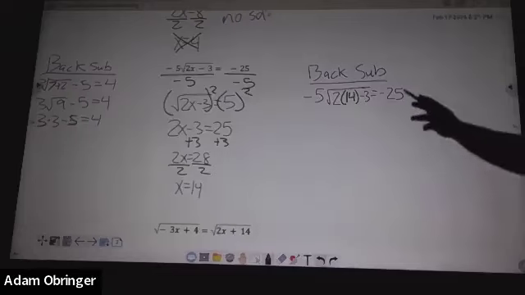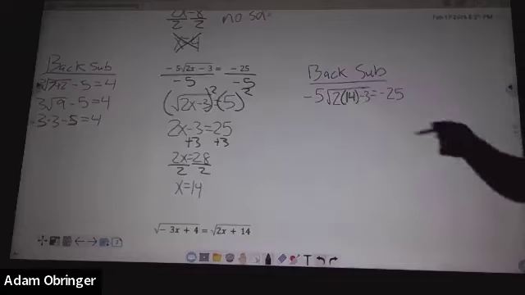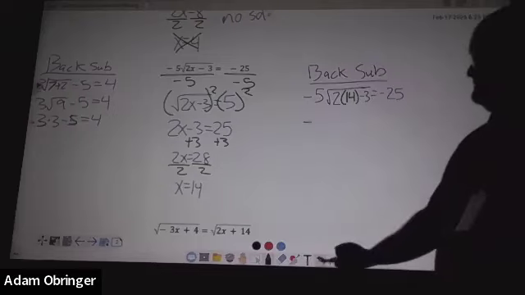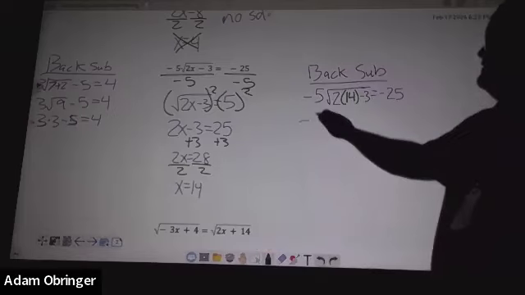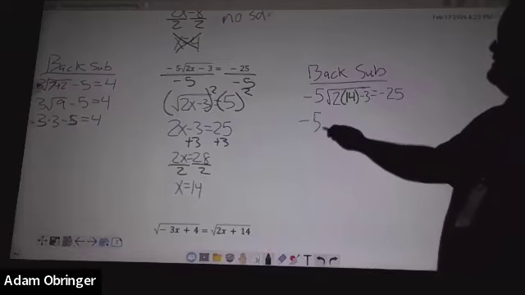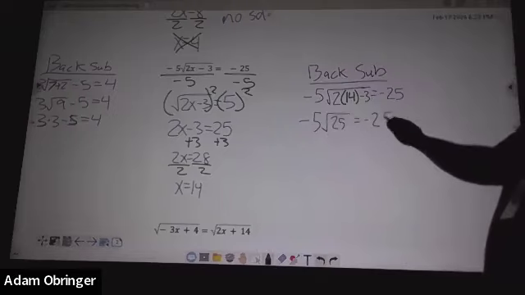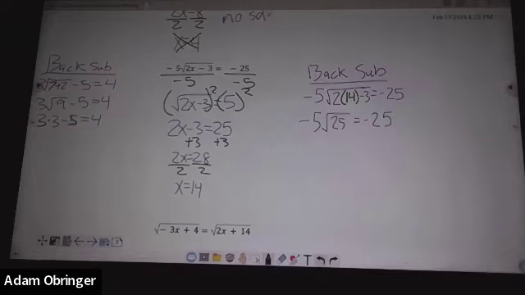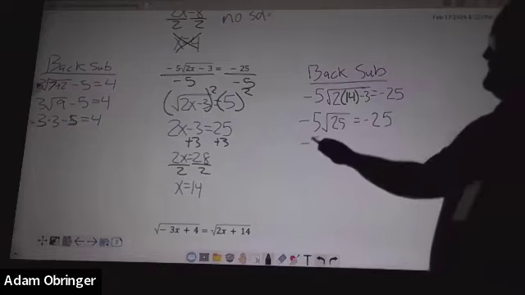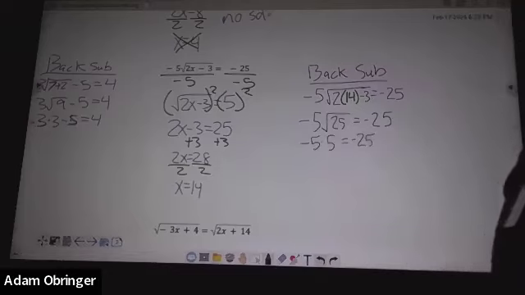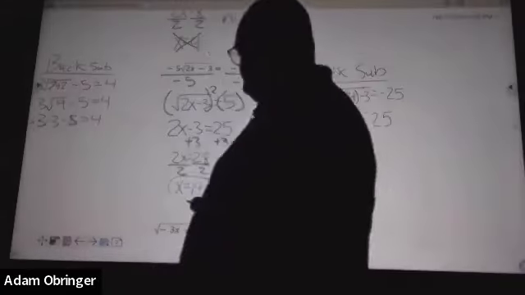Simplifying this, 2 times 14 minus 3 in your calculator would get you a 25. So negative 5 times... if you square root the 25, that results in a 5. So negative 5 times 5 equals negative 25. And that's true. So we can circle our answer.